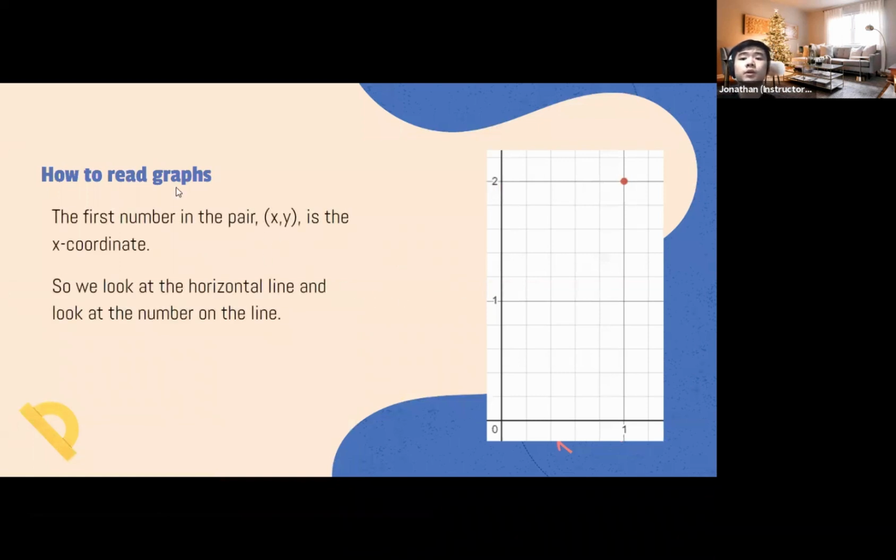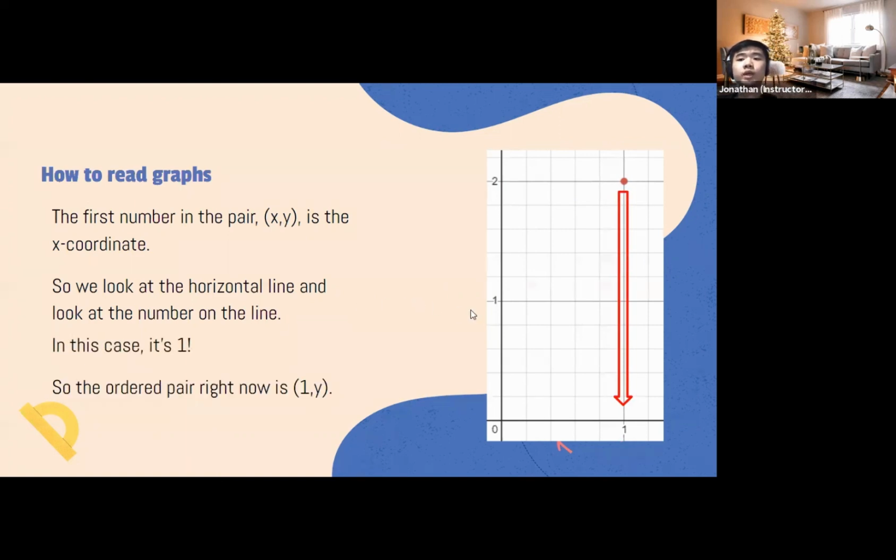So how do you read graphs? The first number in x, y is the x coordinate. We look at the horizontal line, the one that goes from left to right, and we look at the number on the line. For instance, like I said before, if we have the point 1, y, the x will be 1.